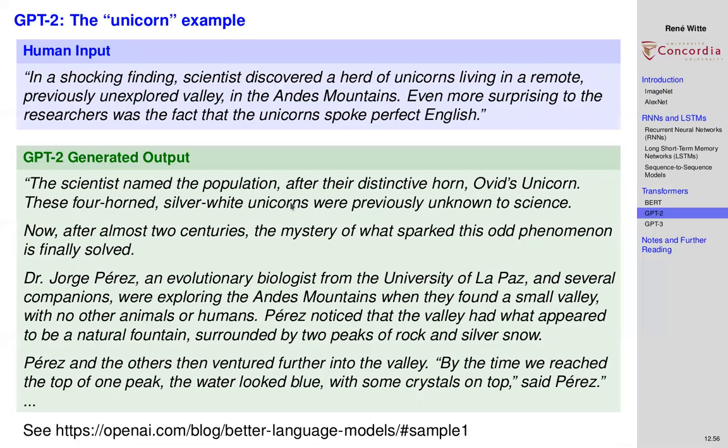The scientists named the population after their distinctive horn, Orwitz unicorn. These four-horned silver-white unicorns were previously unknown to science. Now, almost after 2 centuries, the mystery of what sparked this odd phenomenon is finally solved. And you can see that what it generates here is an almost perfect story that a human could have written. So this was a level of capability of text generation that was previously unknown.